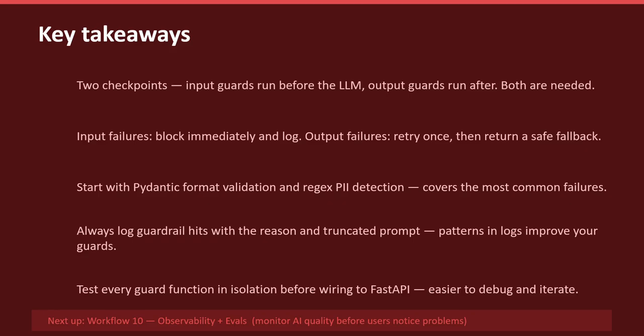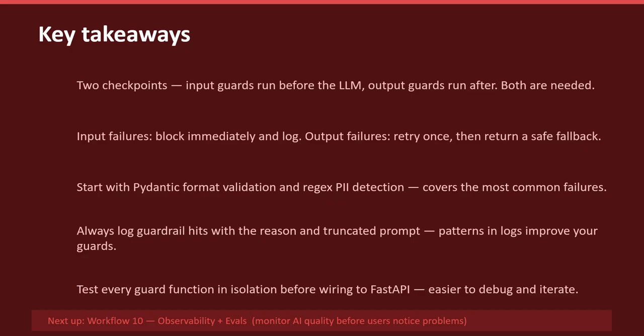Next, takeaways, 5 things to remember. 2 checkpoints are always needed, input guards before the LLM and output guards after. They catch different categories of problems. Input failures block immediately and the LLM never sees the request. Output failures get 1 retry attempt, then a safe fallback.